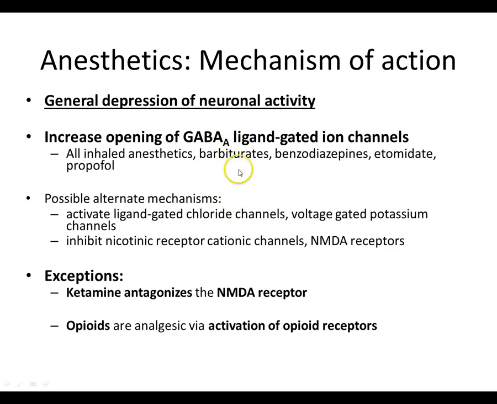All of them are going to make the endogenous neurotransmitter GABA do a better job of opening the channel, and many of them can actually cause opening of the channel in the absence of GABA. In addition to the GABA-A mediated mechanism, which is the very well established mechanism, it's also possible that some of these drugs can also activate glycine-gated chloride channels and can inhibit excitatory channels like nicotinic receptor cationic channels and NMDA glutamate channels. But primarily the mechanism we should focus on is enhancing GABA-A activity.